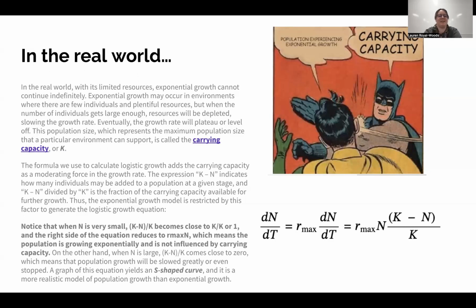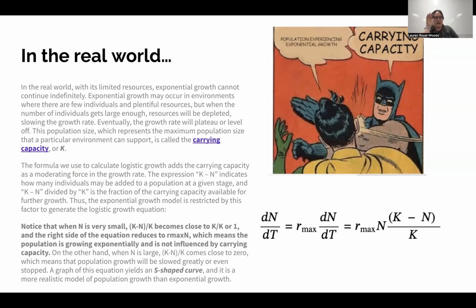So anyway, the carrying capacity we will designate with K. Why K? I don't know. Nobody talked to me about these things. So the formula we use to calculate logistic growth adds carrying capacity and moderates growth rate. The expression K minus N indicates how many individuals may be added to a population at a given stage, and K minus N is divided by K, which is a fraction of the carrying capacity. So this is basically how carrying capacity restricts us.